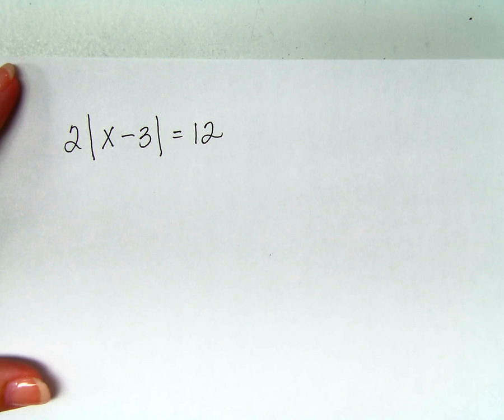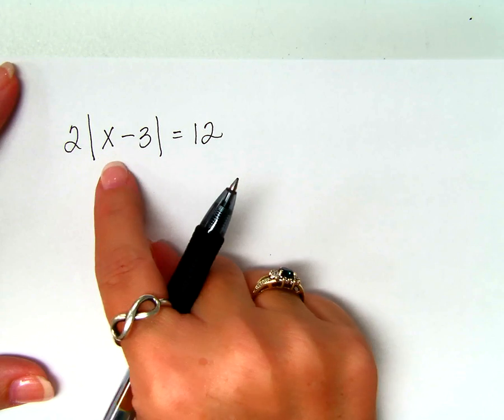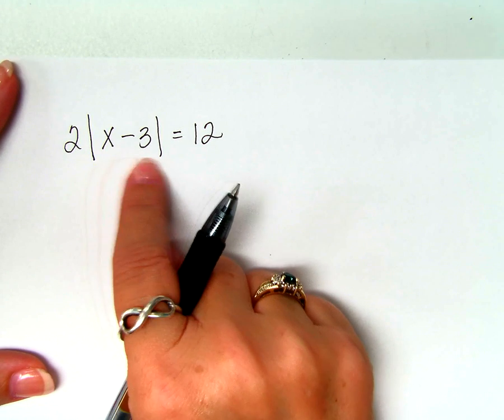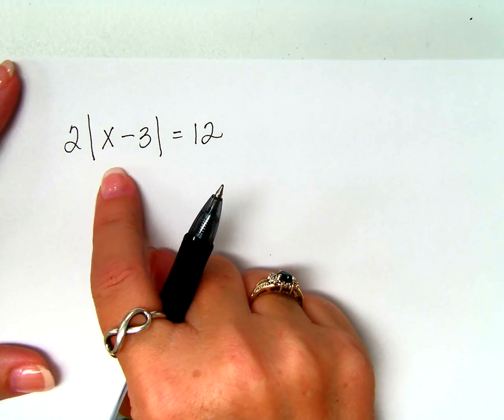Is the absolute value isolated? No. Not this time, right? What do I have to do? Divide by 2. Can I distribute it here? We cannot, because we cannot distribute inside an absolute value. We have to isolate that absolute value.